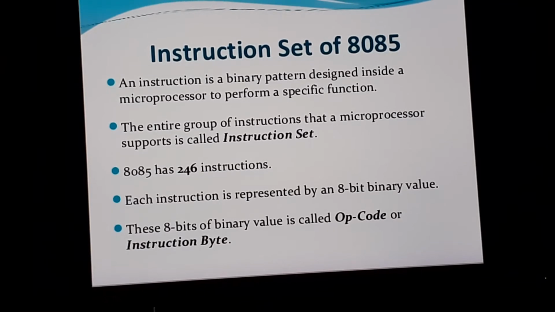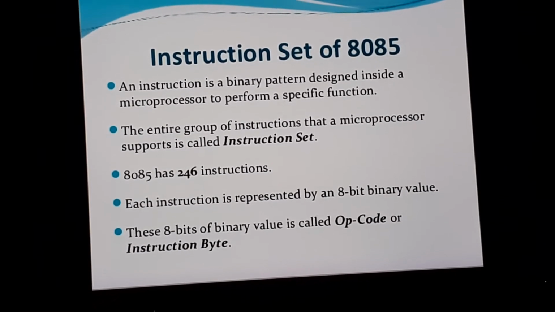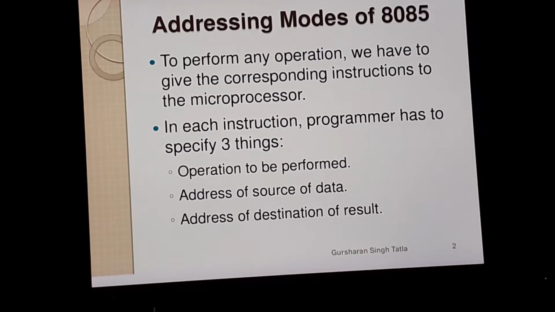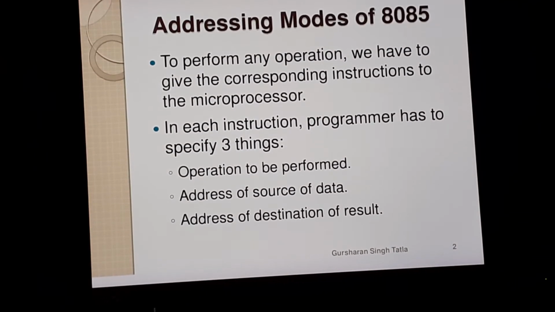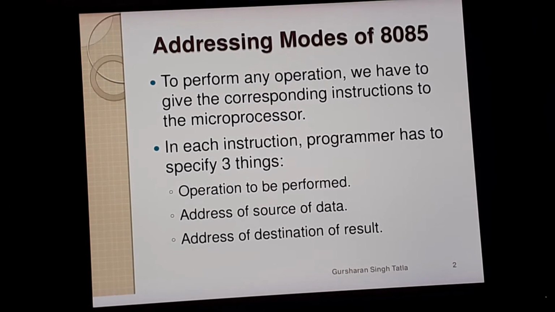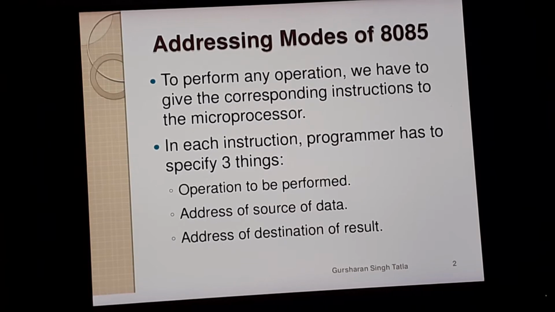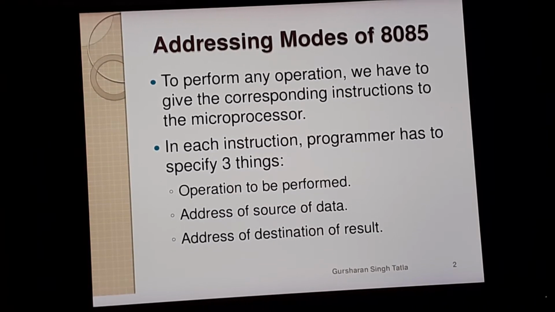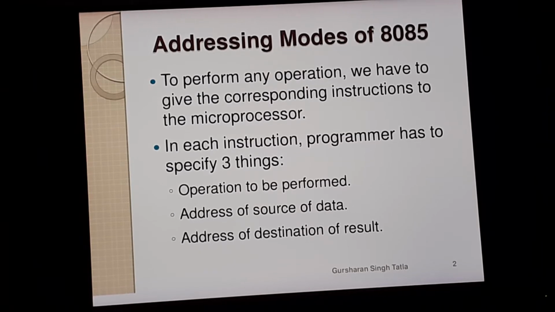So this was all about instructions. What do you mean by instruction set? How many instructions do we have? We have a total of 246, and each of these instructions stores an 8-bit value, and those values are called opcodes. Now the next slide that we have here is addressing modes. What do you mean by addressing mode of 8085? Today we'll be seeing instruction set, then addressing mode.